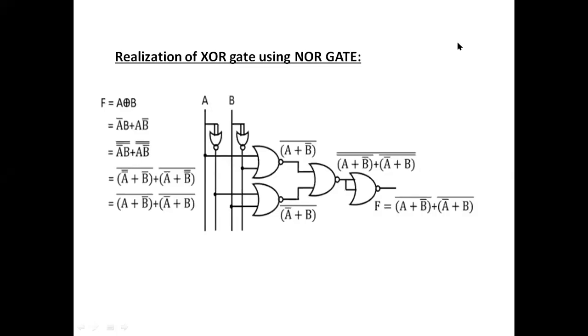Next, another circuit, that is realization of XOR gate using NOR gate. When it is in SOP form and if it is to be implemented using NOR logic, you have to individually complement the terms. So now I'm using individual complements: (A bar B) double complement plus (A B bar) double complement. So that double complements can be cleared out, and again it is the same equation.